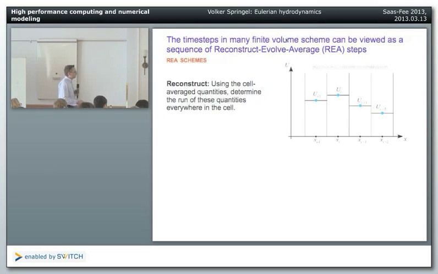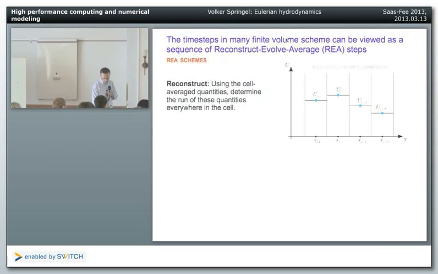And the simplest possible reconstruction is simply a piecewise constant reconstruction. That means you actually assume that the state is everywhere constant in a cell, right? So that the density, for example, in the cell is constant everywhere. Then the density field would be a piecewise constant function like this. This is the simplest thing. You will later see that you can also be more fancy, and you need to be more fancy to get better accuracy, actually.